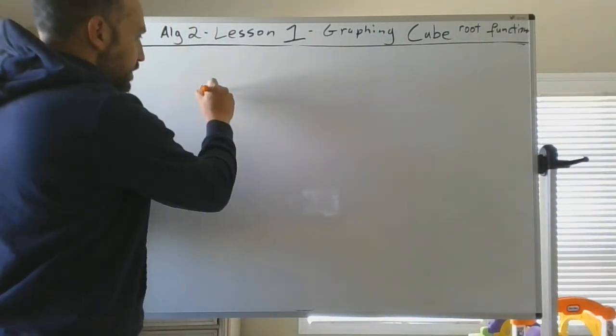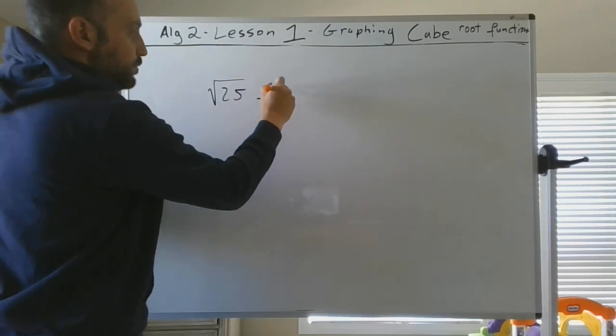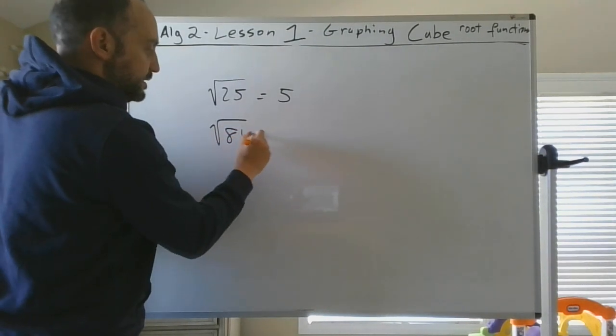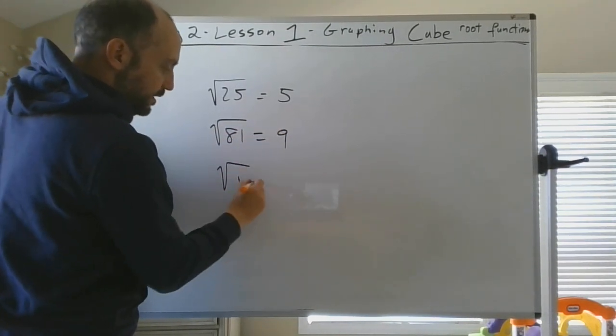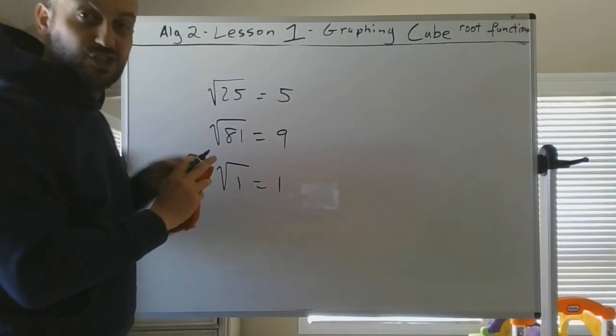So if you remember, square root, so like a square root of 25 would be 5. The principal square root would be 5. The square root of 81 is 9. The square root of 1 is 1, and yada, yada, yada. Now what we're doing is we're doing cube root functions.